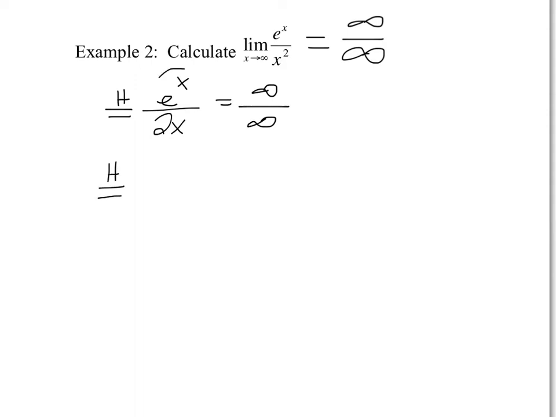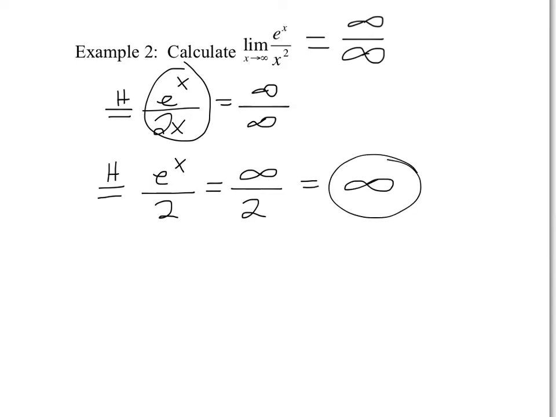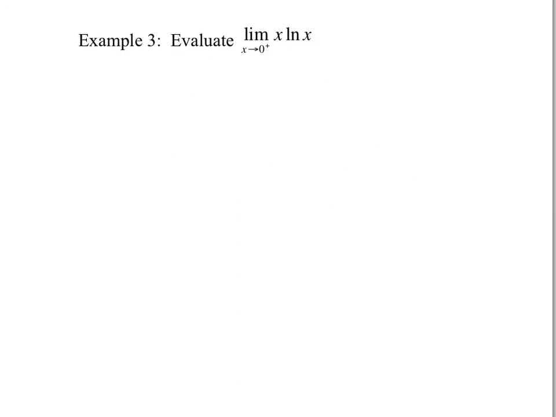So I'm going to apply L'Hopital's rule now to this function. So I would have e to the x over 2. And now I'm going to do direct substitution again, and I would get infinity over 2, and we know that half of infinity is the same as infinity, so therefore this limit is infinity. All right, now moving on to example 3.